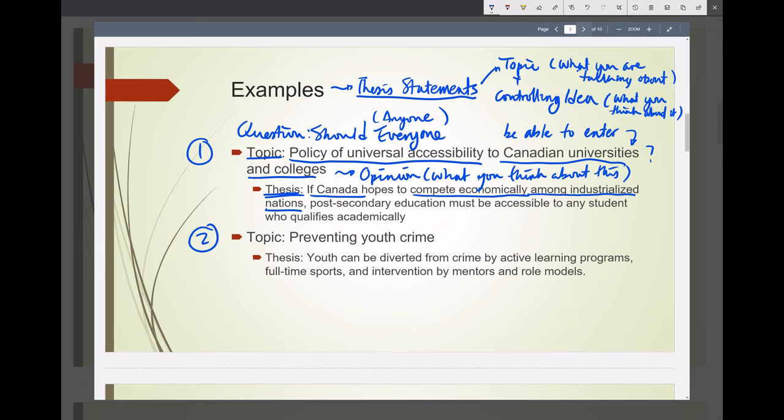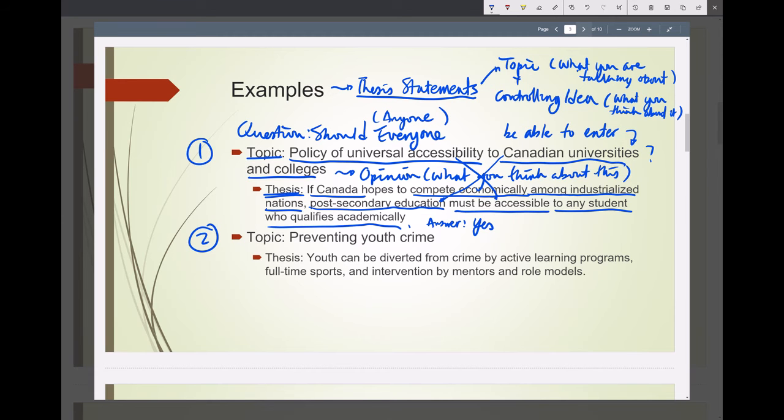have a good economy, then Canada should, I'll just read it first, post-secondary education. So there's my topic right there, universal accessibility to Canadian universities and colleges. Must be accessible. So the controlling idea is basically yes to this question right here, to any student who qualifies academically.